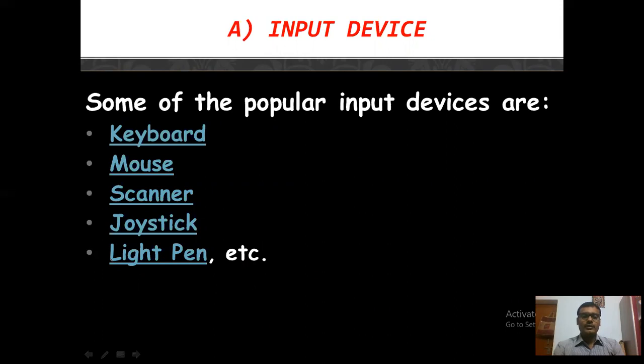So, you know very well what a scanner is. It is used to scan pictures into your computer. Joystick is used for playing games. Light pen is used to write something on a screen that is scanned into the computer. Okay, for signatures or for any other purpose, light pens are used.